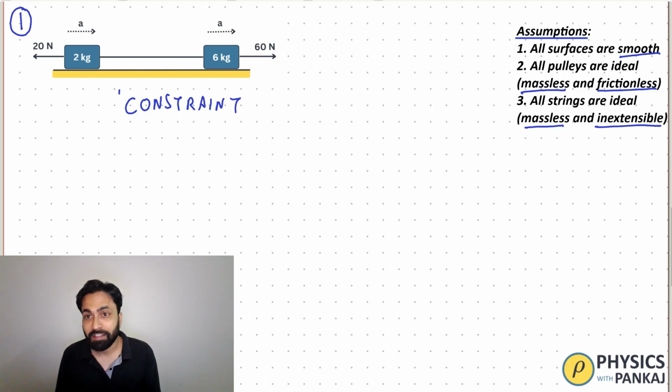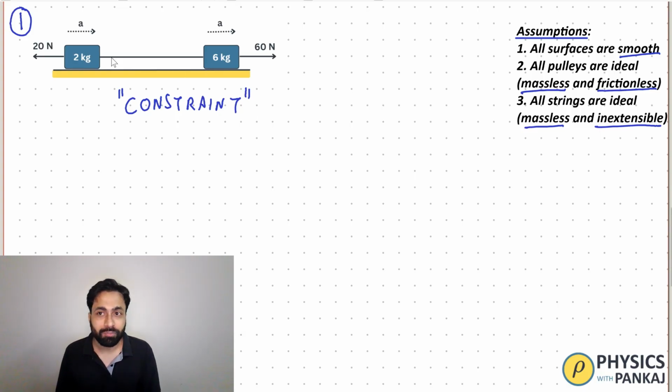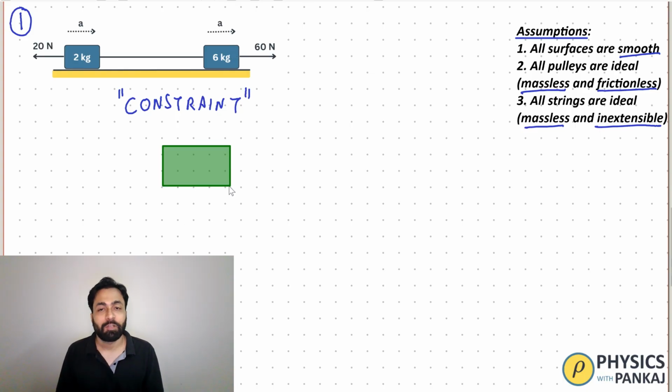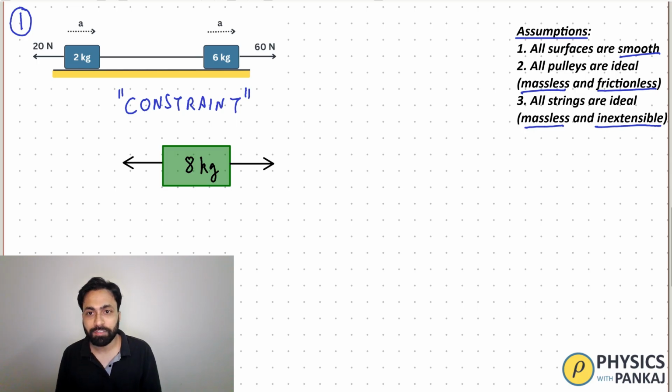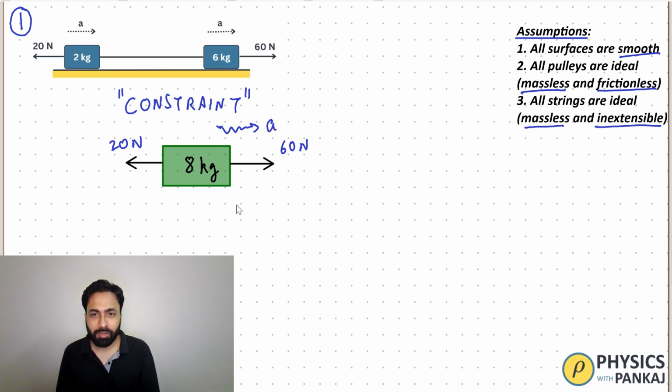Whenever there's constraint in a given problem, we have a huge advantage. The advantage is that now, since the blocks do move together, I can simply consider the entire thing as one single system. This allows us to consider them not as two blocks but as one single block of 2 plus 6, that is 8 kg. And now we can apply the same two forces of 60 Newton and 20 Newton on our block. And this 8 kg block is to move with the same acceleration a. Now you can see how simple my life is because it's just one block.